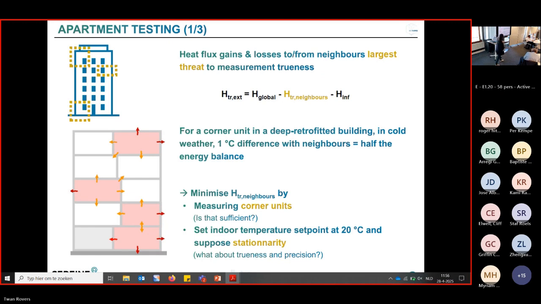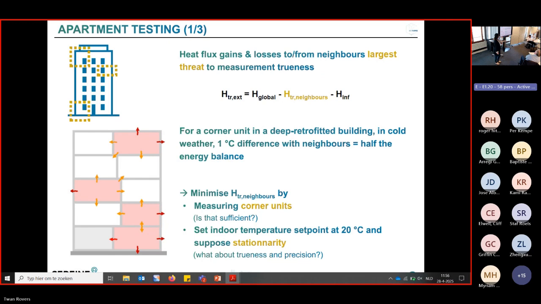So seeing that even for a corner unit, heat flux to and from the neighbors has such an influence, it means two things. It means that we cannot measure apartment units in the middle levels. We have to measure corner units, either on the upper floor or on the lower floor.